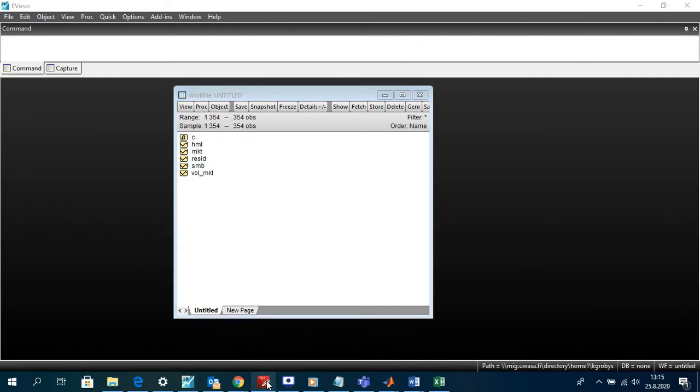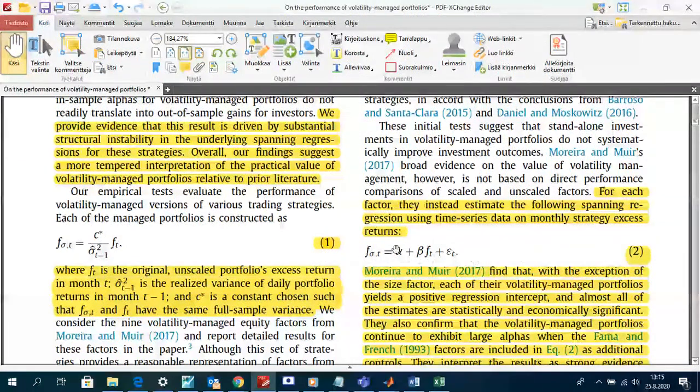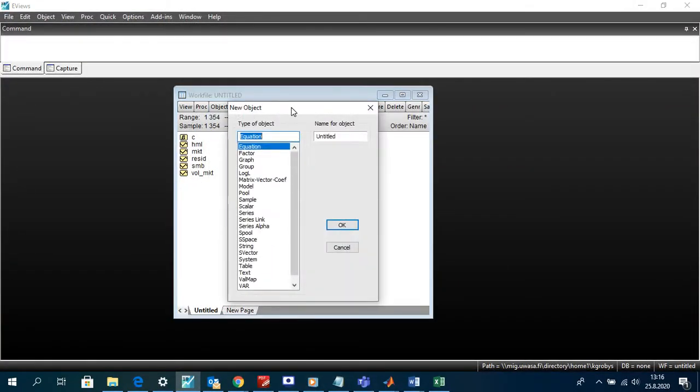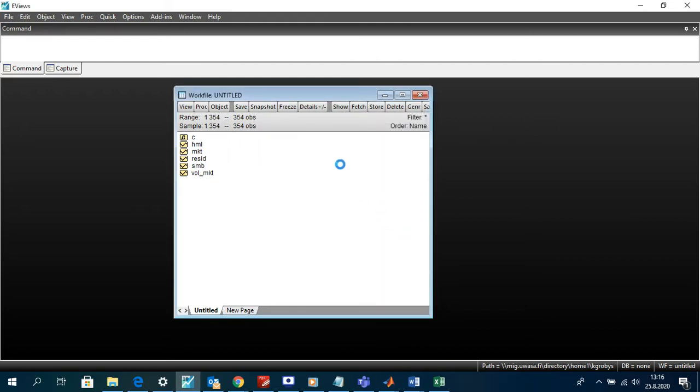So what do we have to do? According to equation 2, we have to regress the volatility-managed factor on the intercept term and the standard unscaled market factor. If the intercept term is significantly positive, it means that using the volatility-managed factor expands the mean-variance frontier, ex post. Now remember, this is an ex post analysis. So go on New Object, Equation, okay.